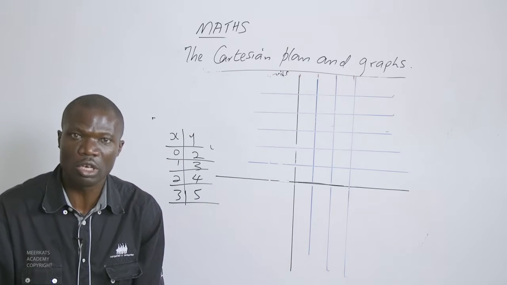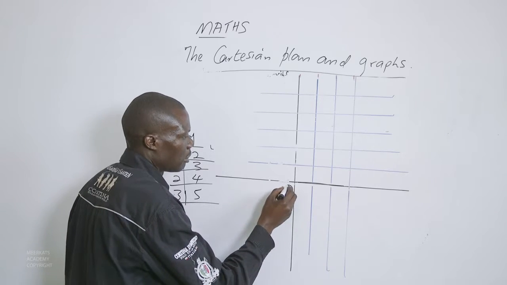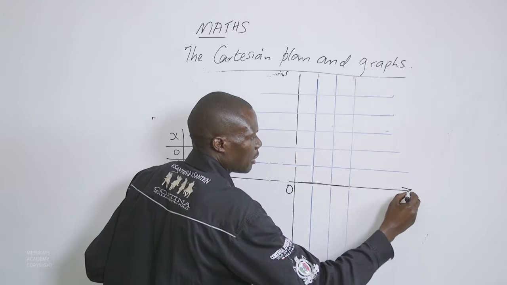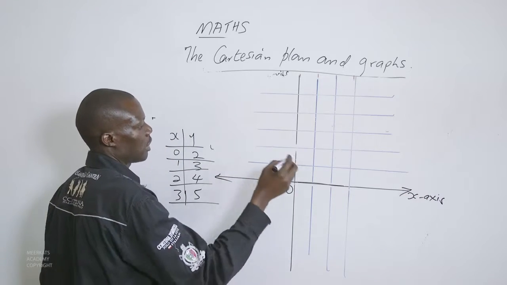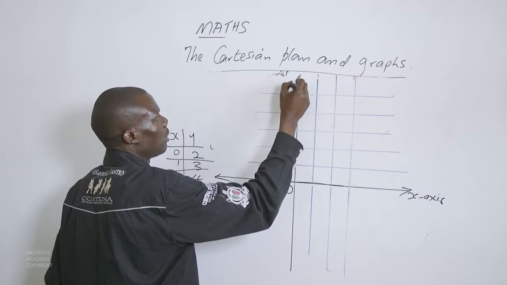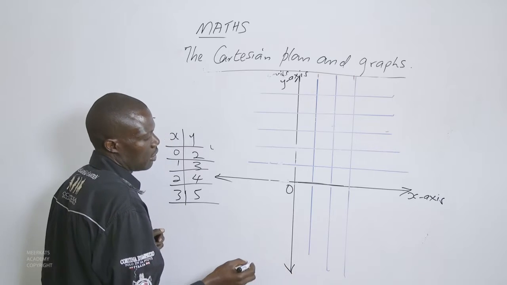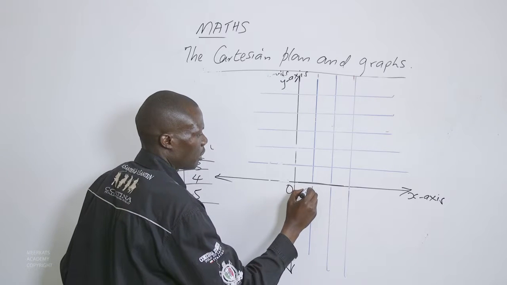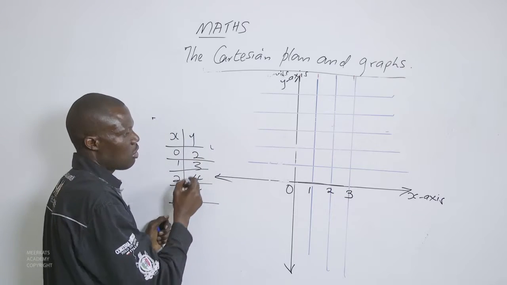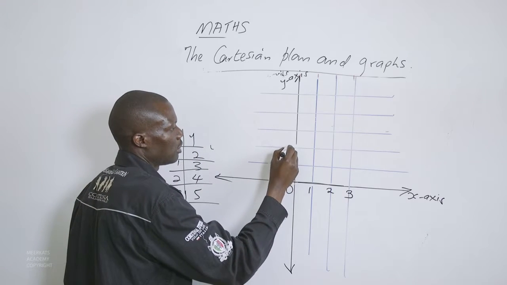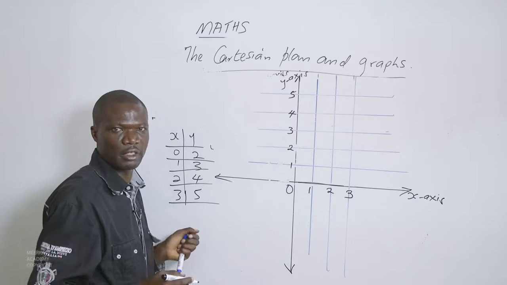It's always good to label your axis. So this is our origin. This is our x-axis. This is on the negative side. It's allowed to go on. This is our y-axis. Now the labels, this is our 1, our 2, our 3, 4. For y, this is 1, 2, 3, 4, 5.